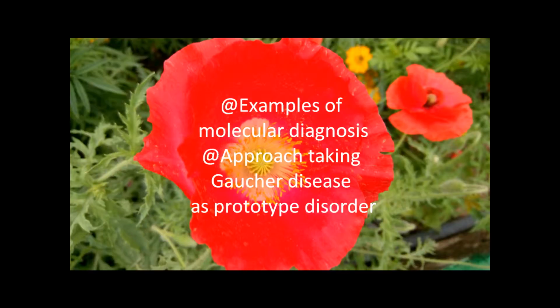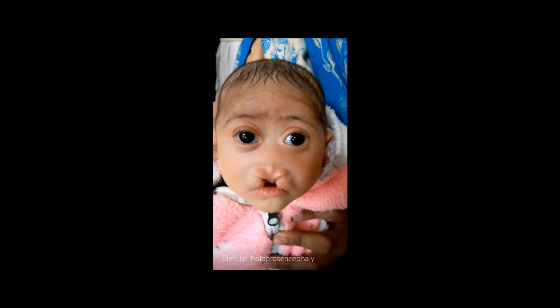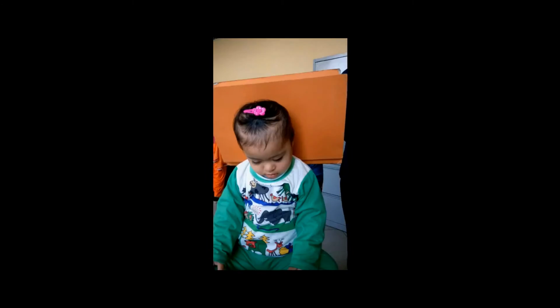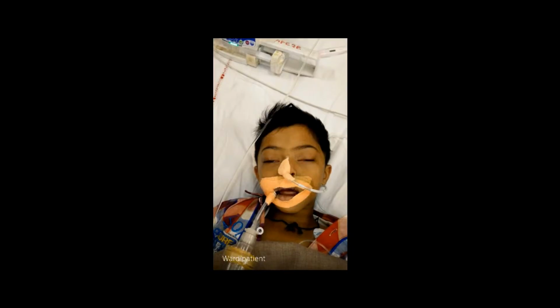There are several types of patients that come to the genetic clinic: Williams syndrome, holoprosencephaly, Prader-Willi syndrome, patients with skin lesions, dysmorphism, xeroderma pigmentosum, skeletal dysplasia, newborns, Down syndrome patients, short stature patients, patients with positive FISH, antenatal patients, and also some ward patients are seen in the genetic clinic.